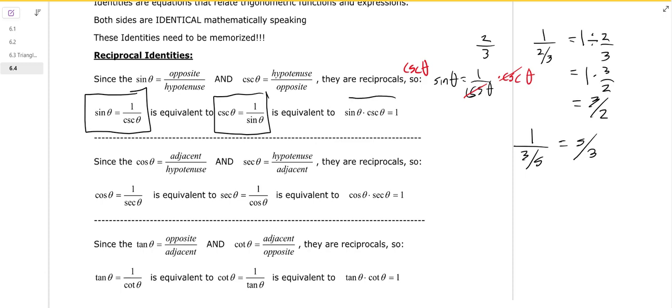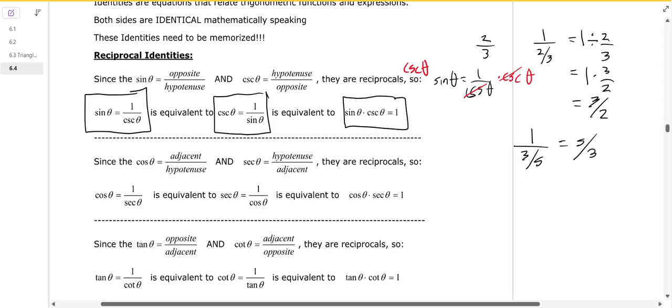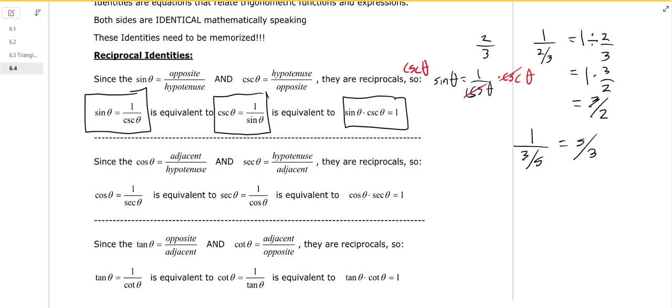So this identity can be written in 3 ways. You just got to remember this. The sine and cosecant are reciprocals. That's how that identity works. And then it's easy to remember this because anytime you have a number times its reciprocal, like if you do something times its reciprocal, you're always going to get 1. So that's a reciprocal relationship.